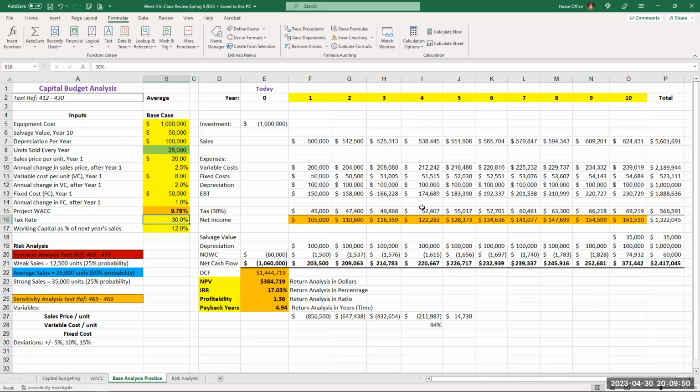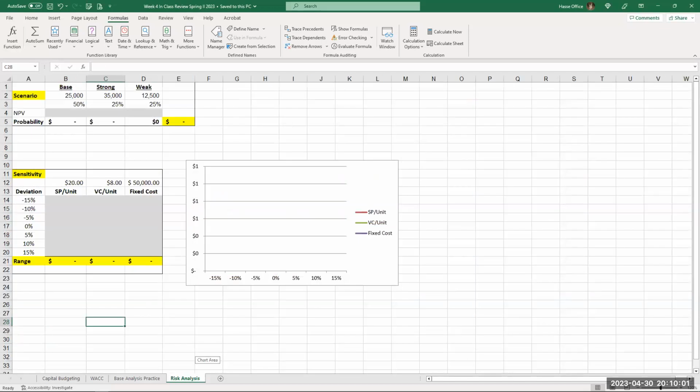So I will post this to week 4 and 5 solutions in class review. In my week 5 introduction video, we'll be doing this tab here, taking this information that we just calculated and determining what if we only sell 12,500 units a year? What if we sell 35,000 units a year? How will that change our profitability via an NPV? And what will that look like under these different sales scenarios?